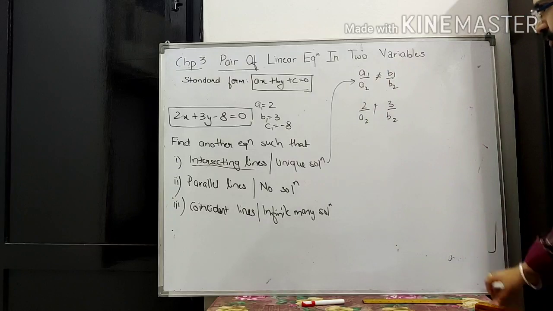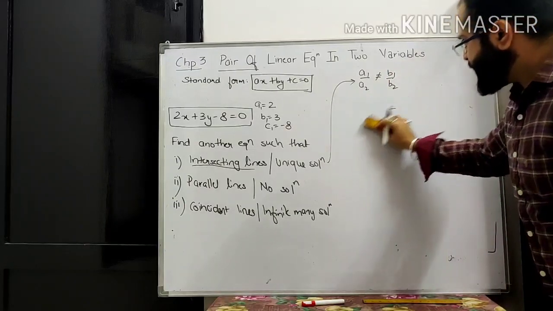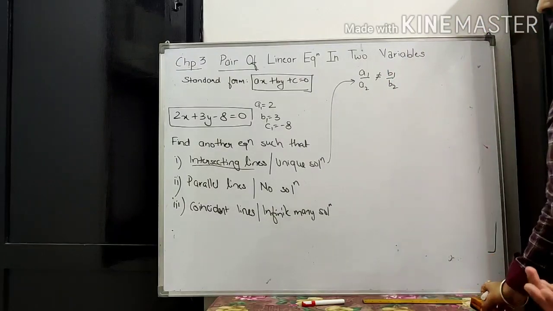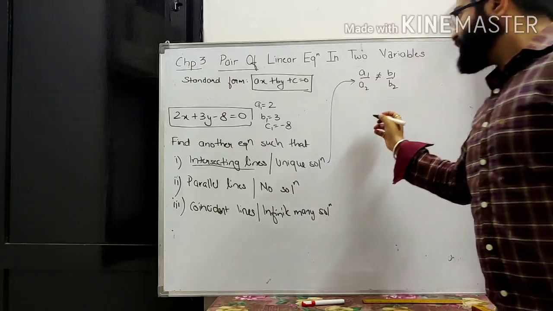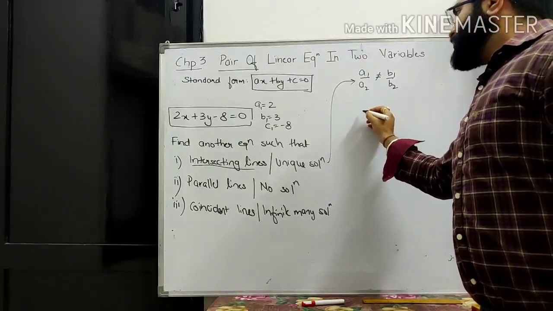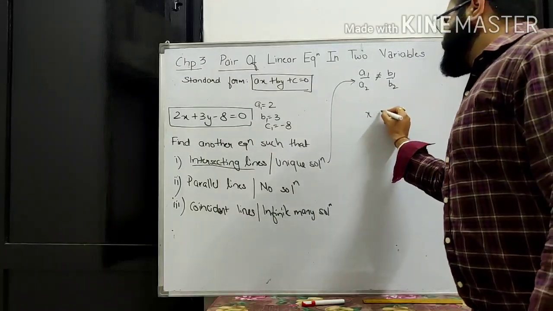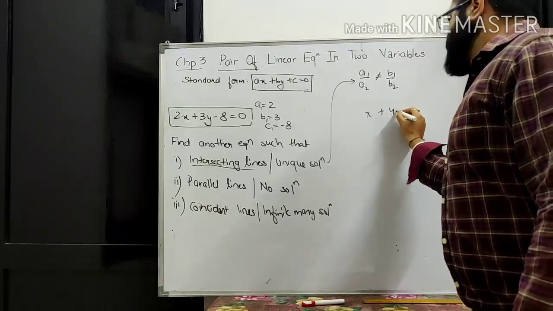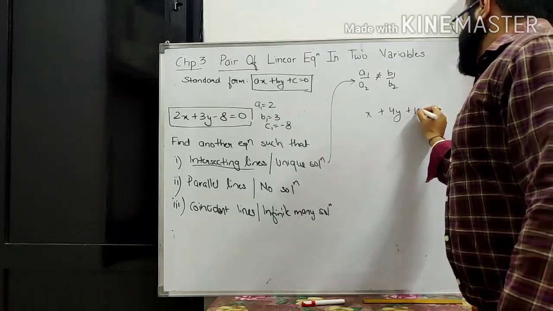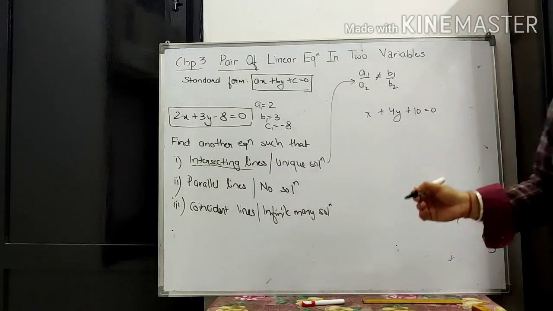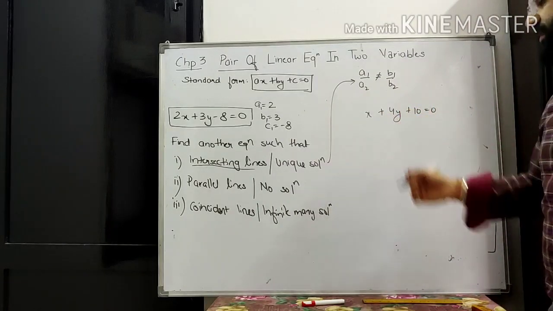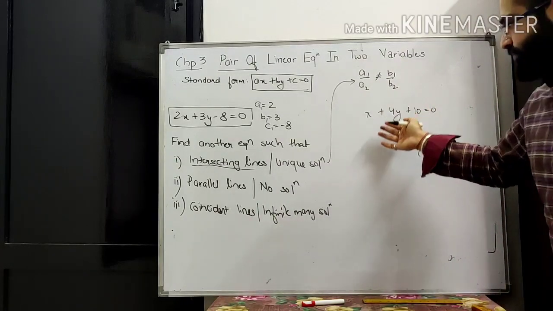So generally we don't have to do all these things, we just need to make sure that the ratios are not the same. So we'll assume from our side that the other equation becomes x plus 4y plus 10 equals 0. I have assumed this equation from my side. You can assume any other. So why have I assumed this?